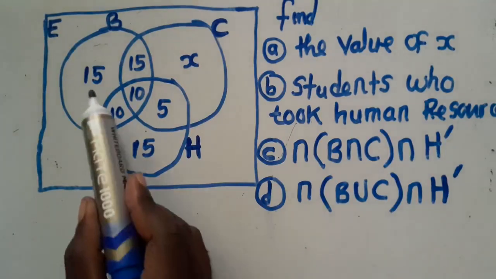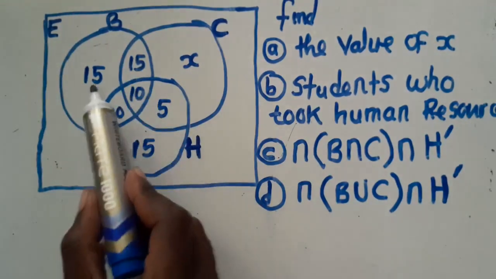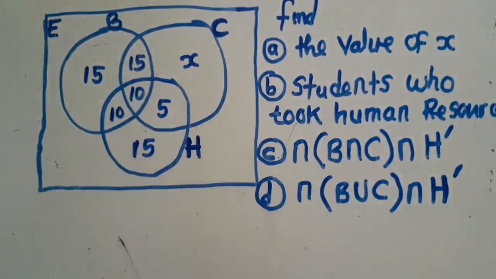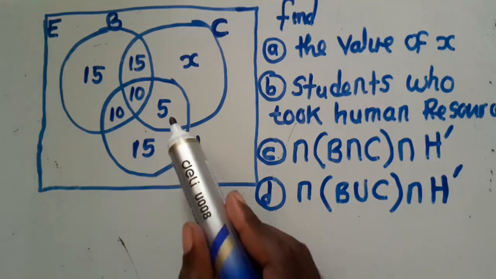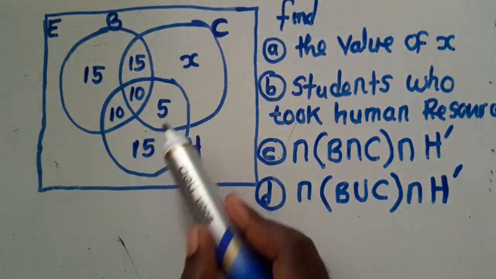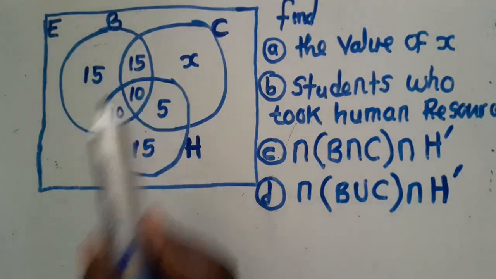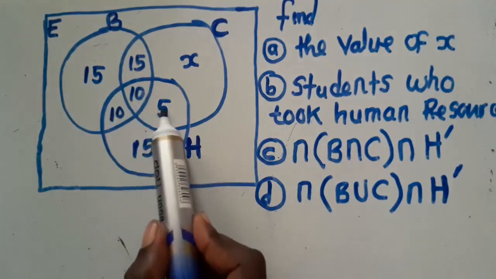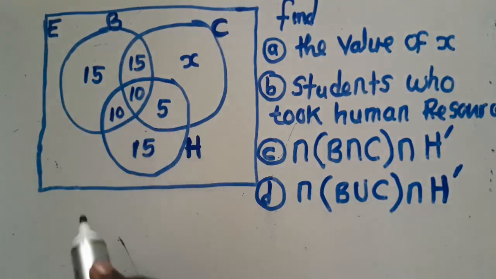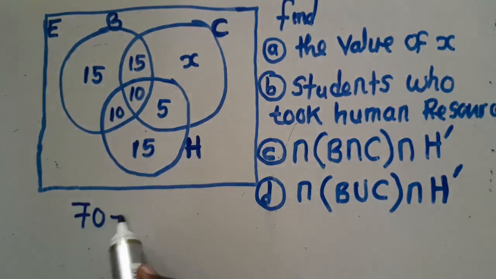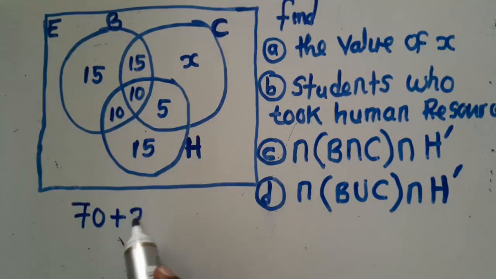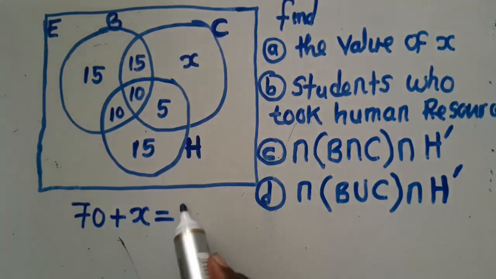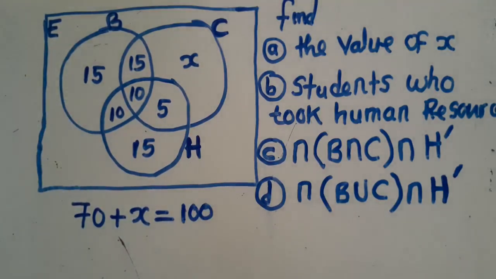So you say, what is 15 plus 15? 10 plus 10. This is 30. 30 plus 20, you get 50. 50 plus, this is 70. Have you seen? When you add everything there, you say 15 plus 15 plus 10 plus 10 plus 5 plus 15, you get 70. So you say 70 plus, then there is x there, plus x. You need to get 100. This is an equation that you formed.